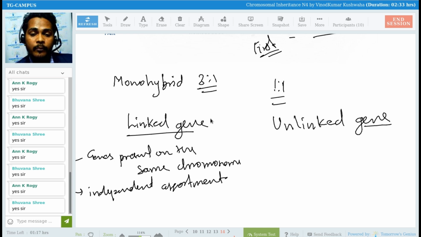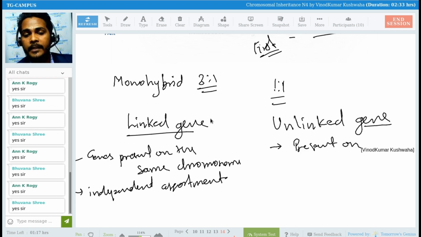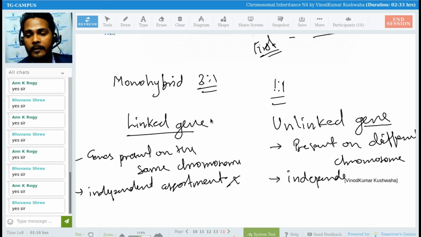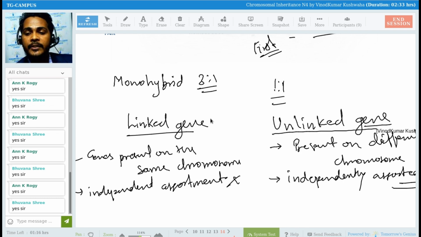So, and unlinked gene means what? They are present on different chromosomes. Here it is the gene which is present on different chromosomes, and it is independently assorted. This is independently assorted. That's why they are called the unlinked gene. Yes, clear?